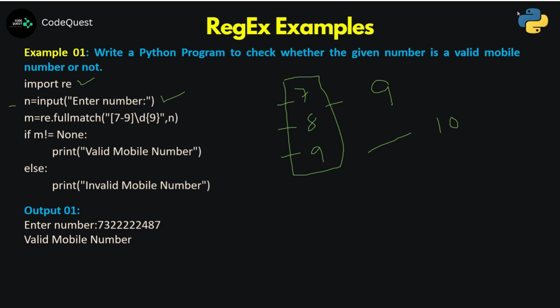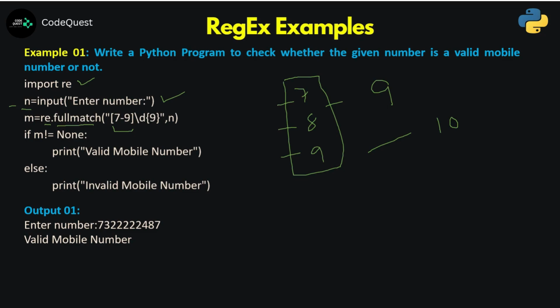And here we are not converting it into an integer, because I would like to receive this number in the form of a string. Once we have received a mobile number as a string and it is kept inside n, we call the fullmatch method of the RE module, where we have taken this first square bracket, you can see, 7-9. The meaning of 7-9 is that it matches any digit between 7 and 9 inclusive.